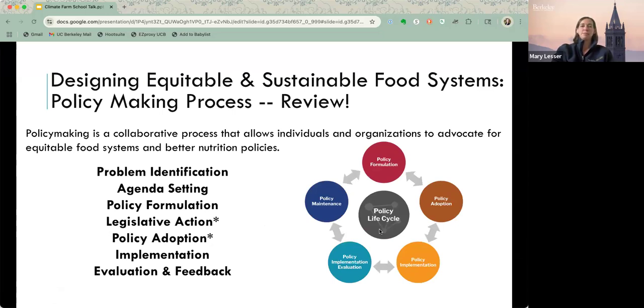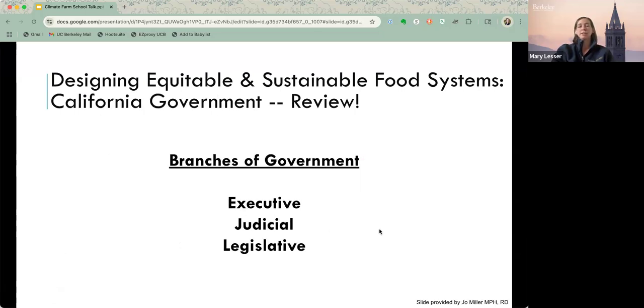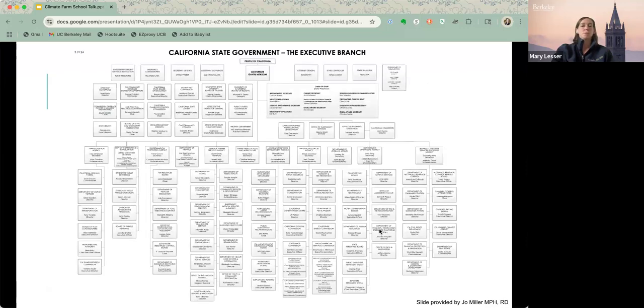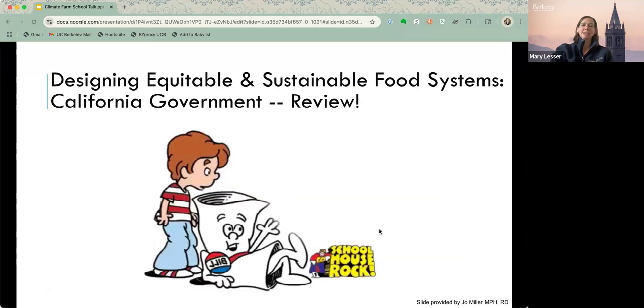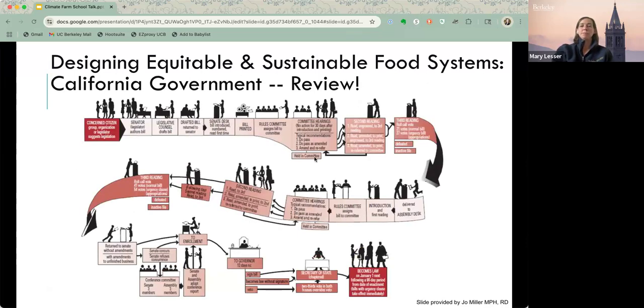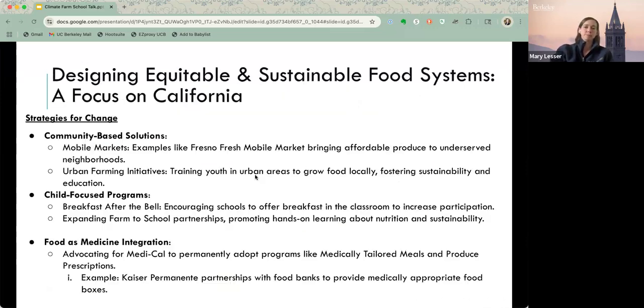Oftentimes we get very excited about policy. We get excited about making changes, and we forget that in the policy making process, and just how government works in California and at the national level, there is a process. There are multiple players that we are interacting with and engaging with to hopefully move our initiatives forward. And so this just reminds everybody of how government works, and that there are multiple steps along the way to get from when we express a concern all the way to it actually becoming a law. And so when we think about where to engage at every step of the way, there are opportunities to engage to help move forward initiatives.